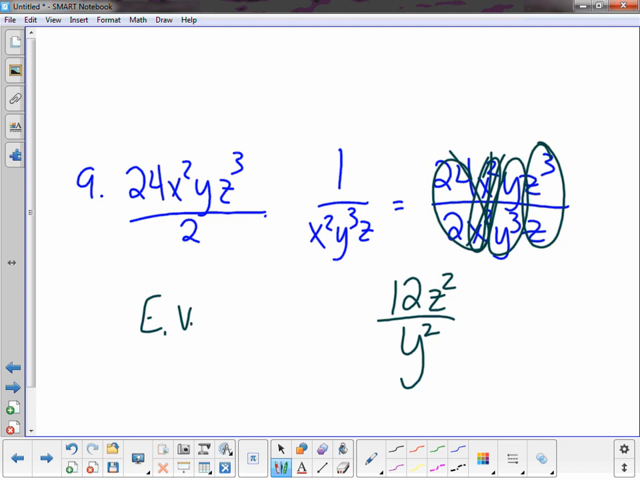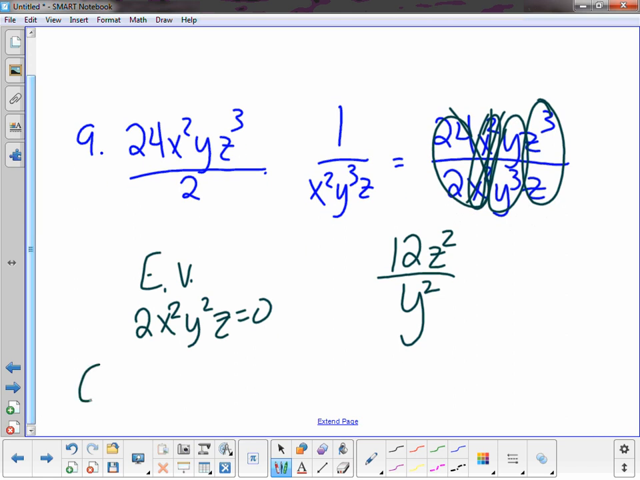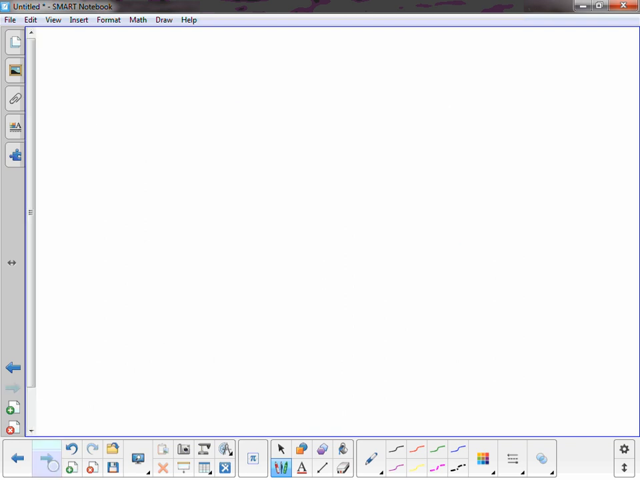My excluded value is if I set this whole thing equal to 0. So then I get that my excluded value is that each of those letters cannot be equal to 0. Okay? Why don't you guys go ahead and do number 10 on your own? Let's take a look at number 11.